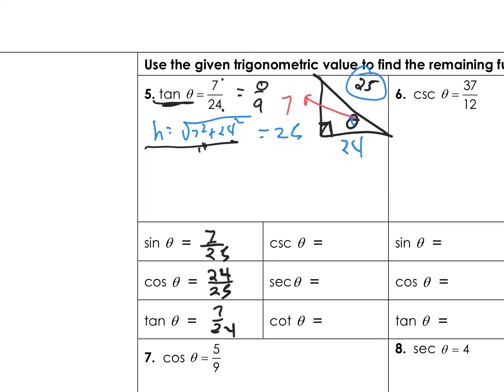Fatima, cosecant. What's the answer? 25 over 7. Perfect. Angel, secant.